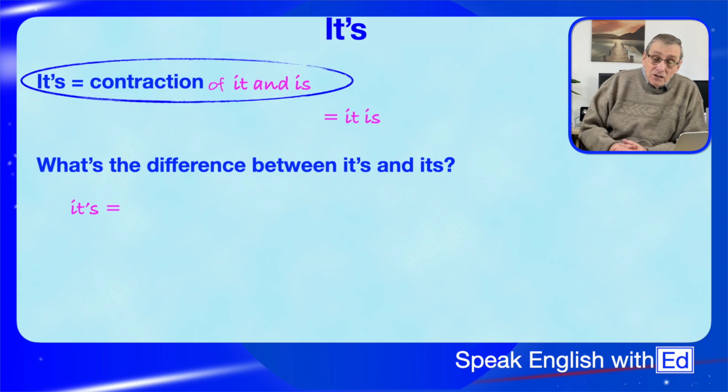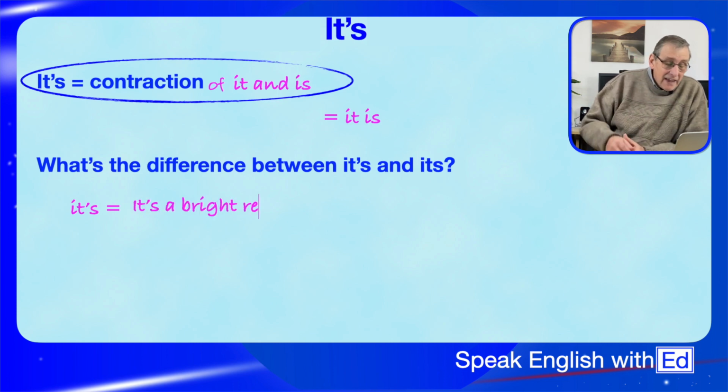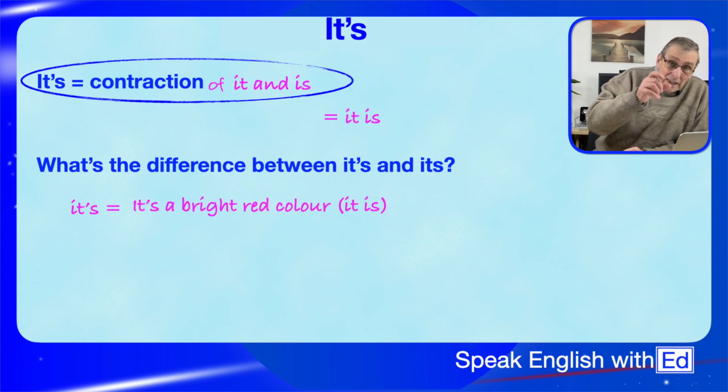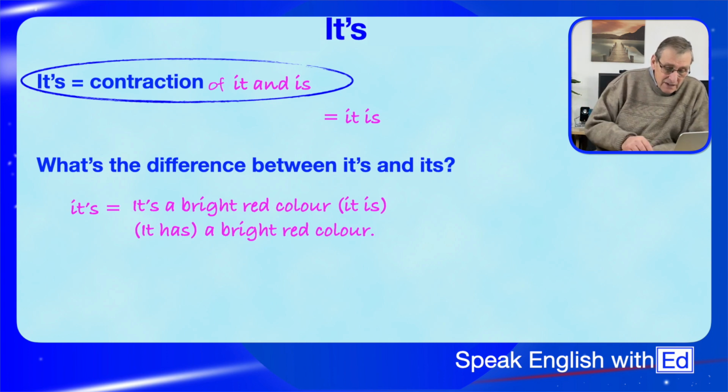It's not a shortened one, it's not a contraction. Do you know what the difference is between "it's" and "its"? "It's" with an apostrophe and "its" without an apostrophe. The difference is, as we've just learned, "it's" with an apostrophe is a contraction of "it is". So it can be used in sentences like, "it's a bright red car", meaning it is a bright red car. Or you can say, "oh, it's a bright red colour", meaning the colour is bright red. So we're talking about the colour in this case, right?